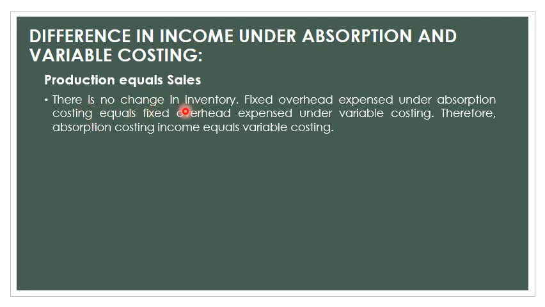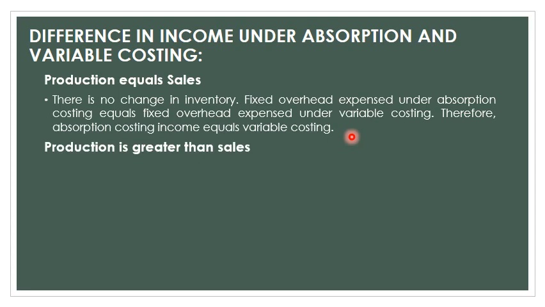Okay, what is the change in inventory? Yun yung production less sales. So, ibig sabihin, fixed overhead expense under absorption costing equals fixed overhead expense under variable costing. And therefore, absorption costing income equals variable costing. Ibig sabihin lang, kapag equal daw ang production sa nabenta or sa sales, equal po ang magiging income ni absorption at variable costing.